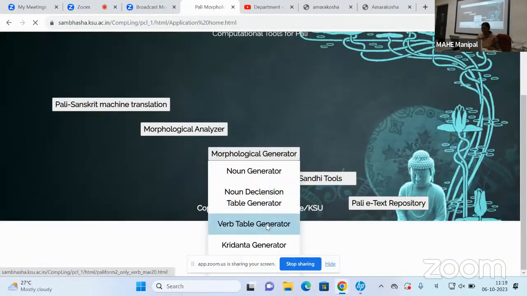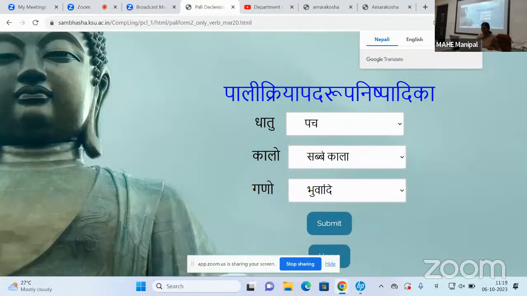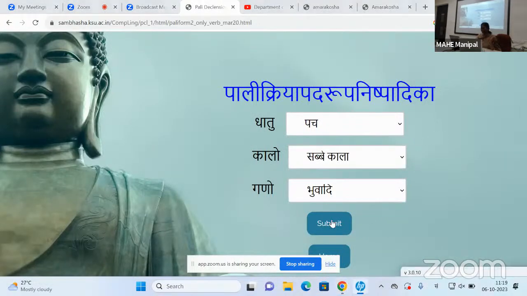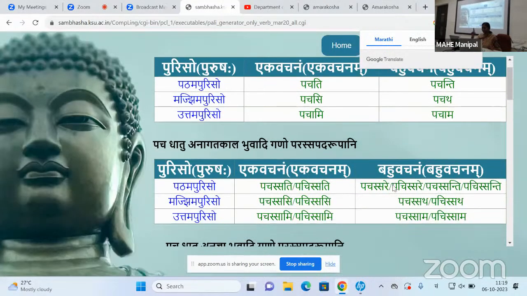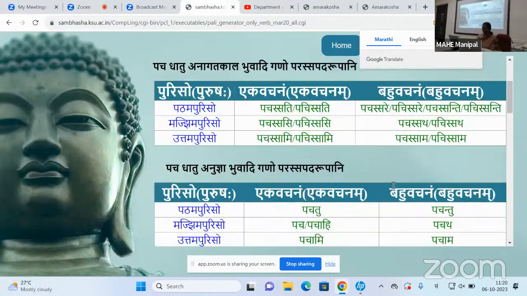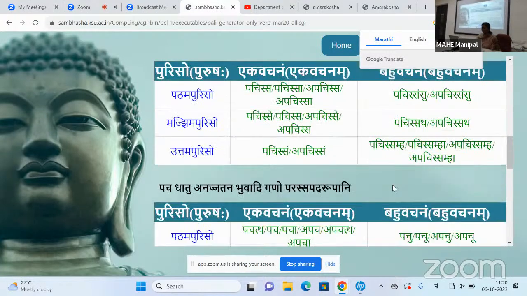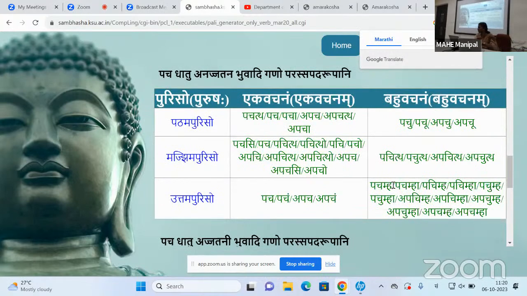See, this verb table generator, if you see, this is pacha, sarvekala, all tenses. These are pacchati, pacchissati, pacchare, pacchissare, pacchanti, pacchissanti, all forms. All are optional. See these many options. Everything is optional, meaning everything is possible according to grammar. But the challenge is whether this is available, whether it is used or not.